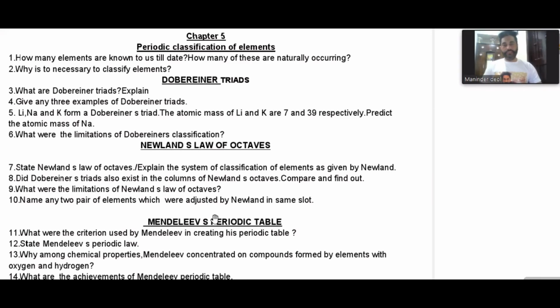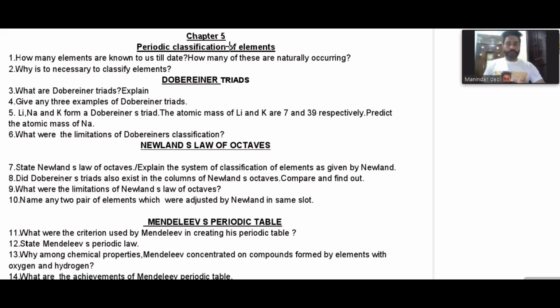So we are here today to do the assignment of chapter number 5, periodic classification of elements. We'll do the questions based on this chapter, and I'll also explain the concept first, then we'll do the questions. The questions are framed such that they are totally NCERT based, and all are very important and expected to come in the final exam.